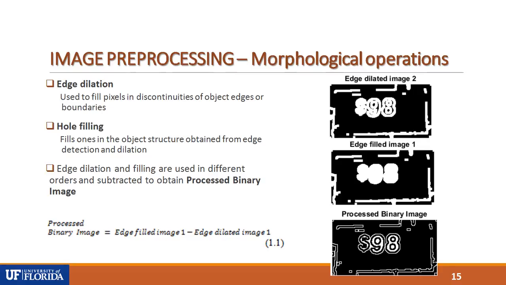Hole filling is a morphological technique in which a structuring element is moved over an image. It is not necessarily square. It fills the area between the detected edges, in other words, it colors the area within the detected edges of the image. Edge dilation and filling are used in conjunction in this case.